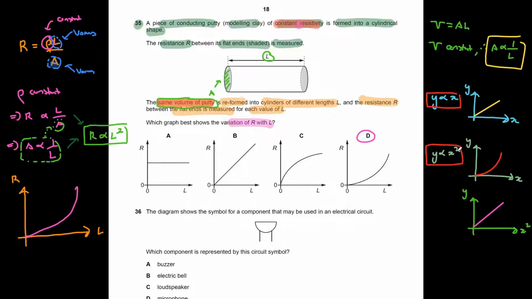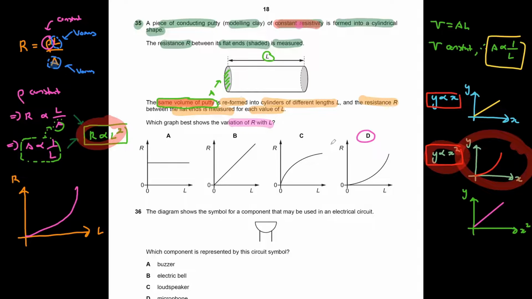So this one is actually this one here. And then they're asking you to plot a graph of R versus L, right? You're looking at this graph. Okay, so that's why the answer is actually D here. All right. So that is for this particular question.